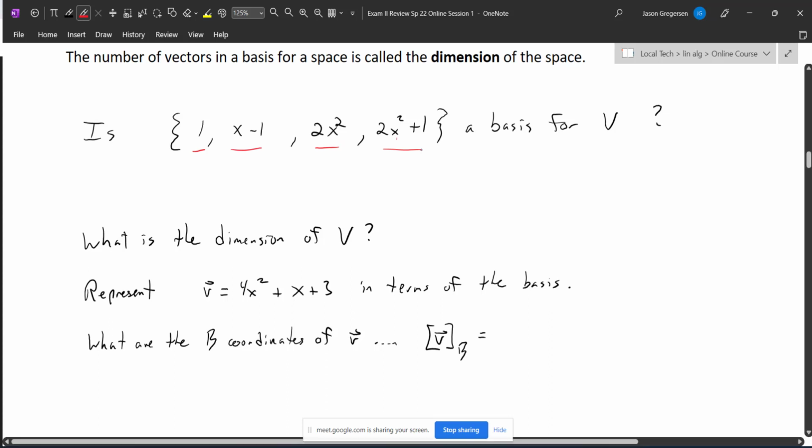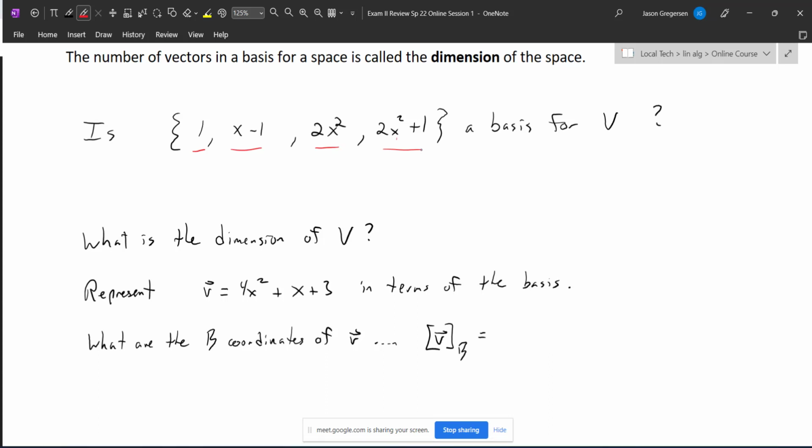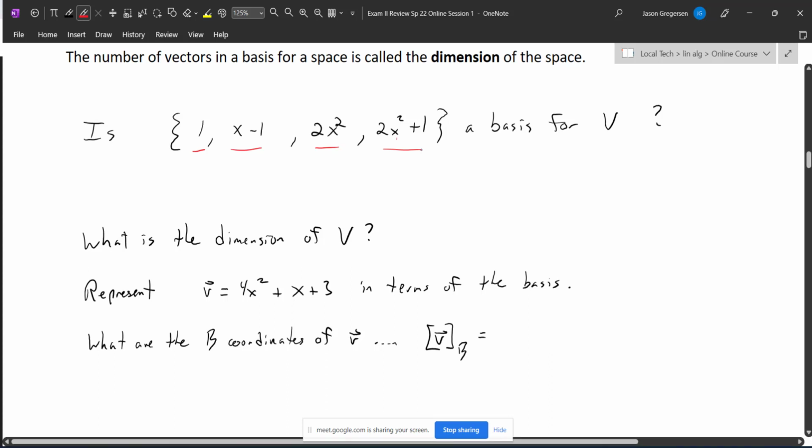All right, so 2 questions. Does this set of 4 vectors span the space, and is it linearly independent? So, in other words, could I build any second-degree polynomial using these 4 vectors? And I feel like I can. If I take some number of these, I can control the constant value, plus some number of these, I can control the x value, plus some number of this one, I could control the x squared component. So I feel like I could build any polynomial using these 4 vectors.